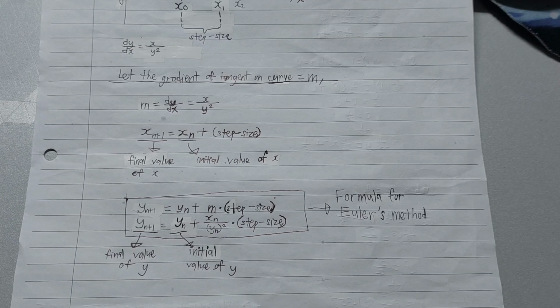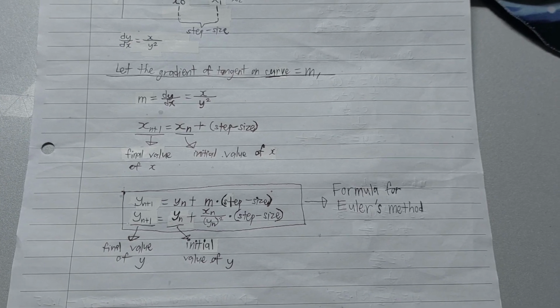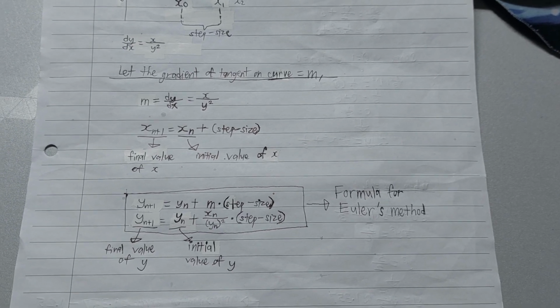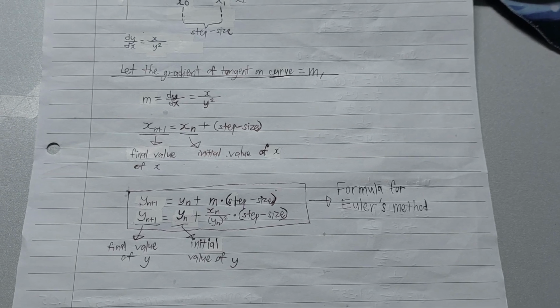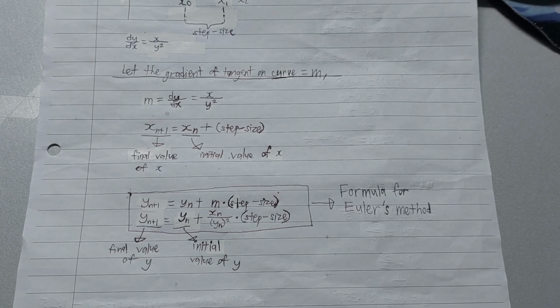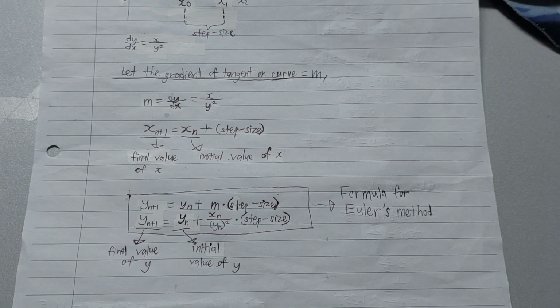So now I'm going to show you how the formula for Euler's method is derived. Now, I basically let the gradient of the tangent on the curve be m, so I just let m equal dy over dx.